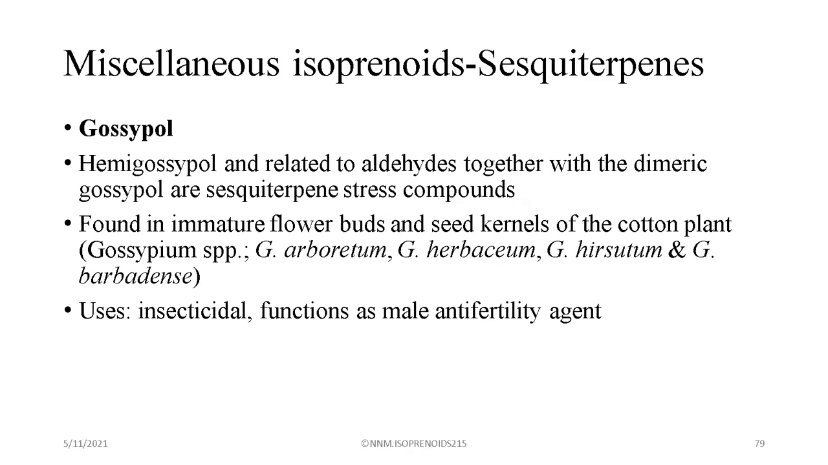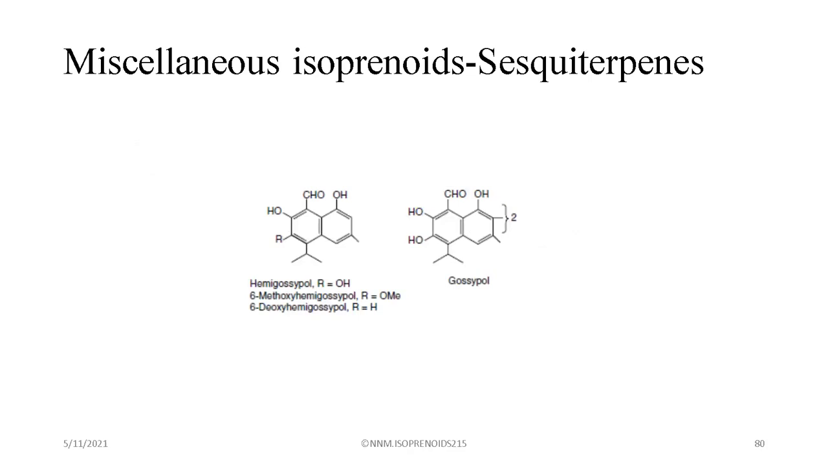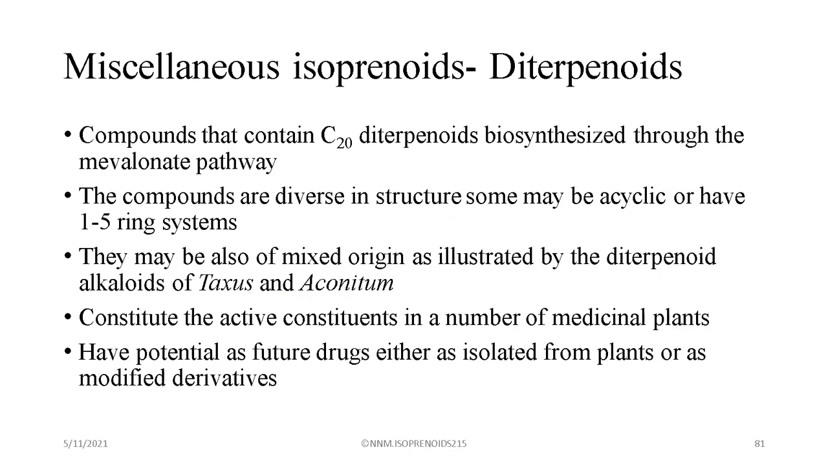Yeah, then Gossypol. Gossypol has hemigossypol and related aldehydes. For Gossypol, it's the immature flower buds or the seed kernels from the cotton plant, and it's used as an insecticidal, and it also functions as a male anti-fertility agent. I don't know how that is going so far, the male anti-fertility agents, but it's fine.